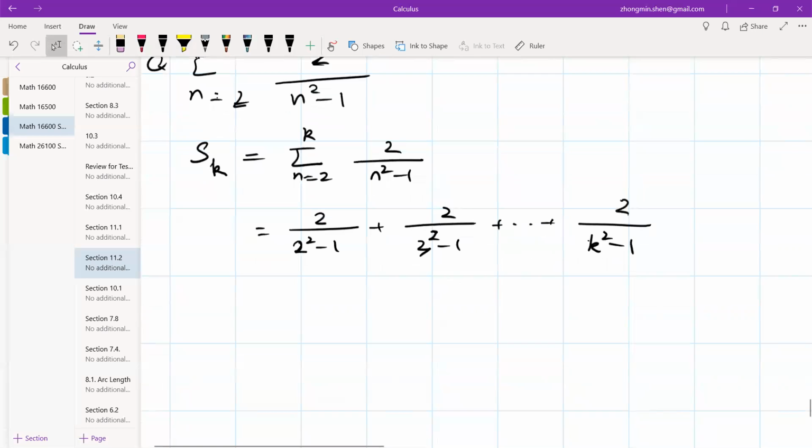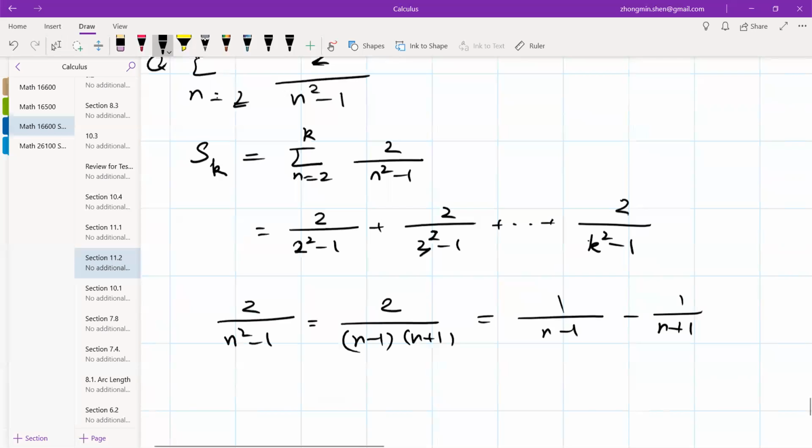All right. The idea is very simple. 2 over n squared minus 1 is equal to 2 over (n minus 1)(n plus 1). Whenever you see n squared minus 1, it factors as n minus 1 times n plus 1. Then I can decompose it.